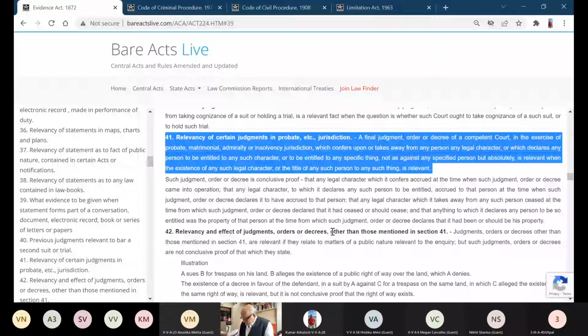Relevancy of certain judgments in probate, etc., of jurisdiction. Now here is very important. That is, it should be a final judgment.